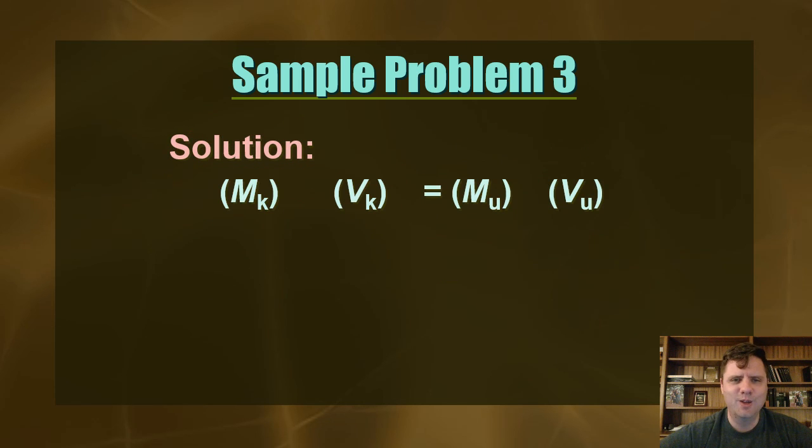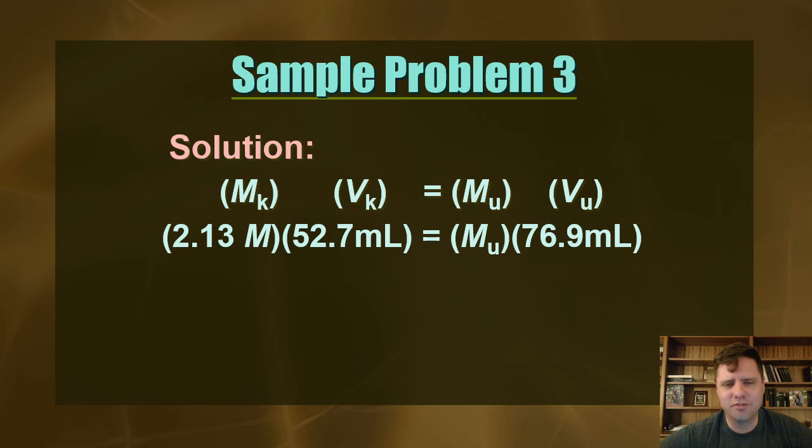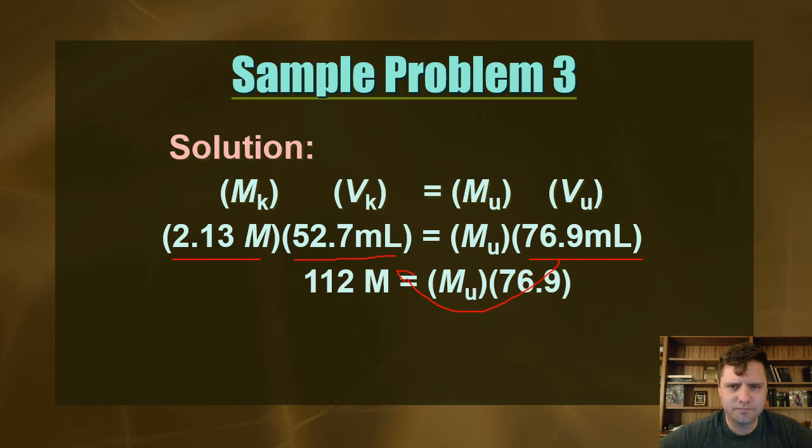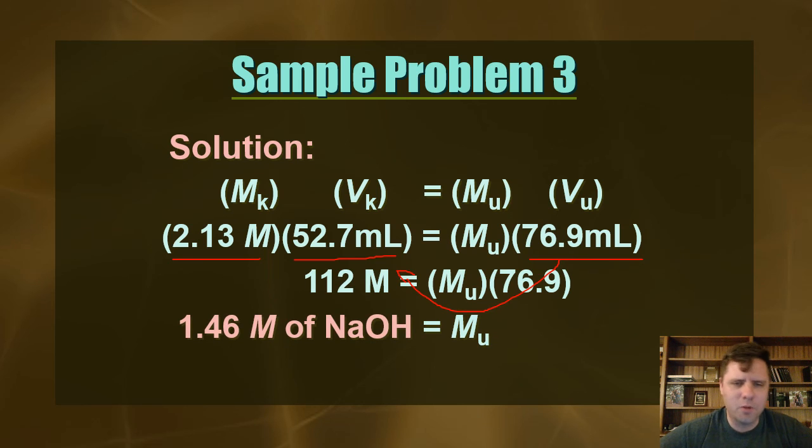Looks like this. Molarity of the known times the volume of the known equals the molarity of the unknown times the volume of the unknown. So we knew this molarity, we knew the volume that we had of that. We then know the volume of the unknown molarity, but we just don't know its molarity. So now we're just going to divide by this number over to here, which ends up equaling 1.46 molar.